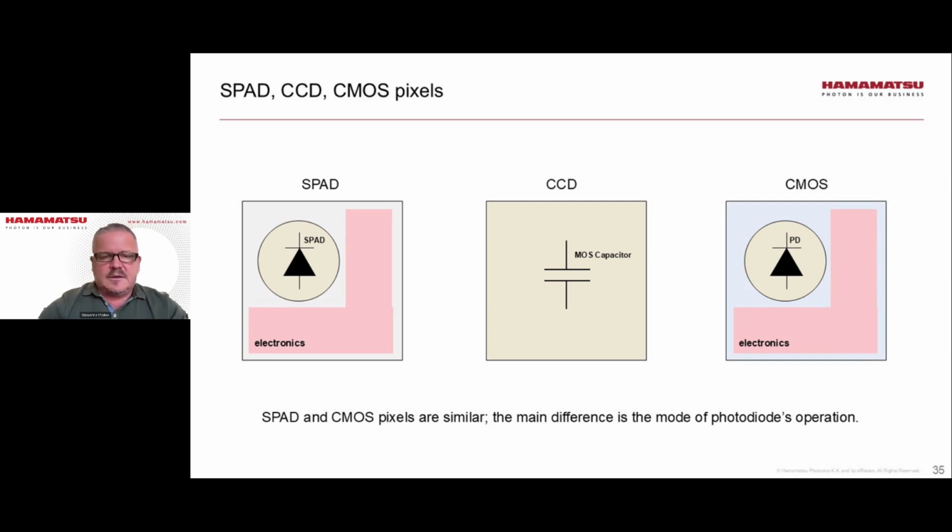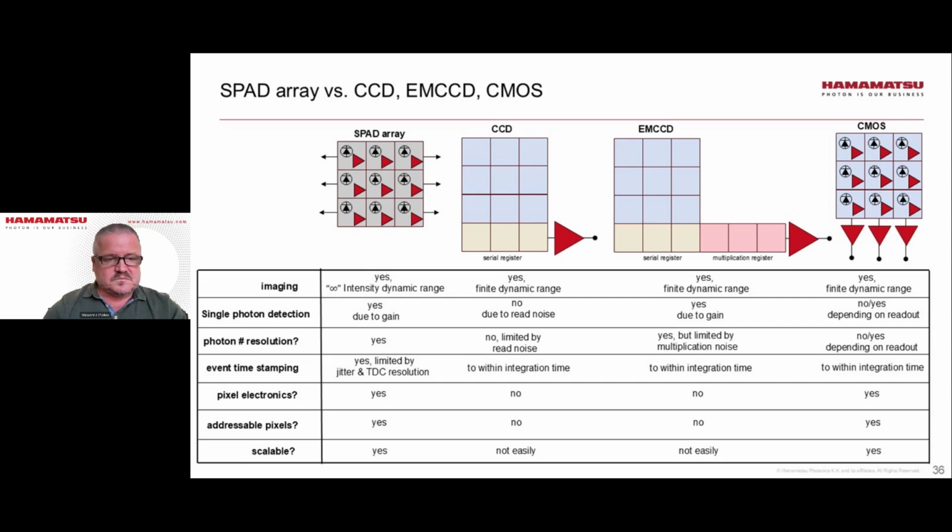However, in SPAD, again, we have gain, and so the read noise is not an issue. And therefore, in SPAD, we can put types of electronics, like, for example, timing electronics, which might not be optimal for a CMOS. Let's have a quick comparison between SPAD array, CCD, EMCCD, and CMOS.